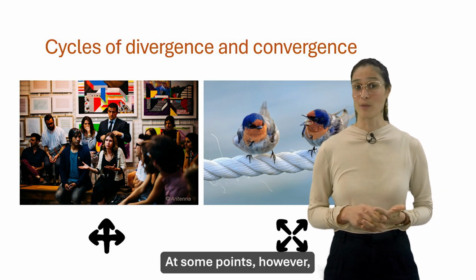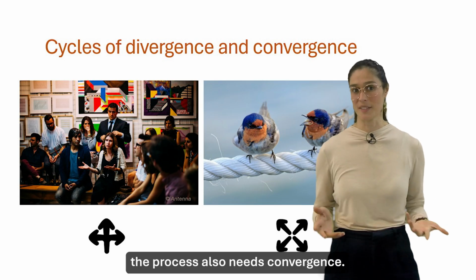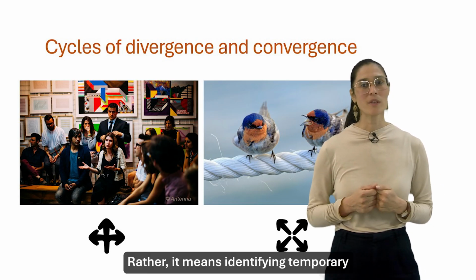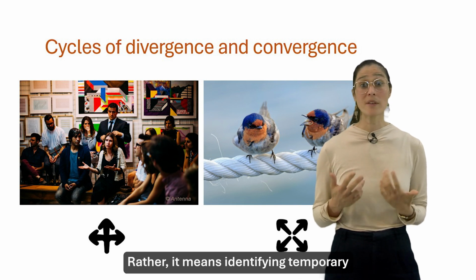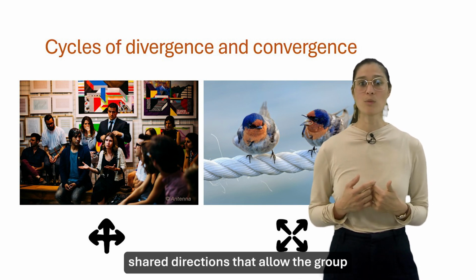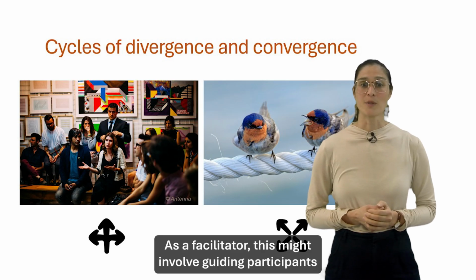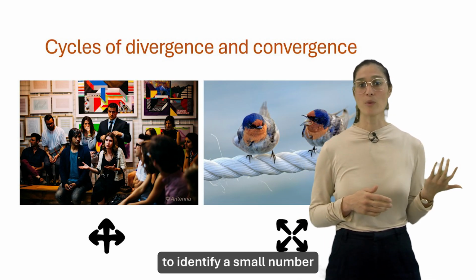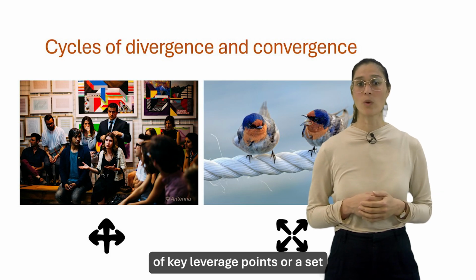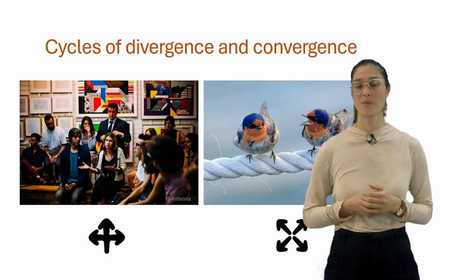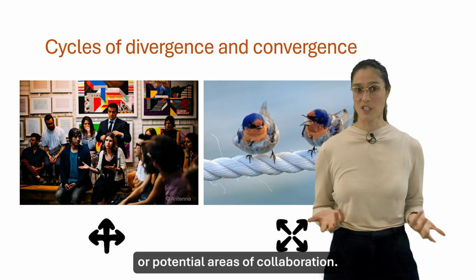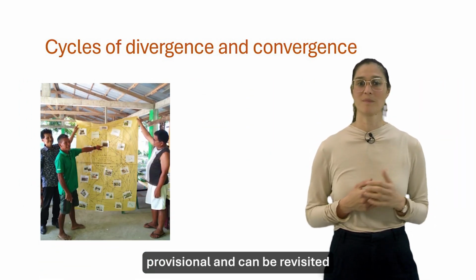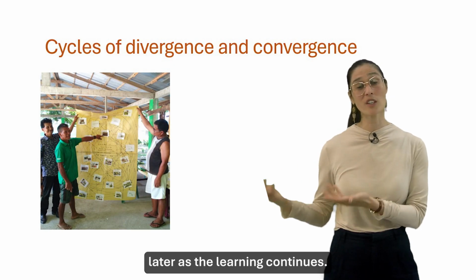At some points, however, the process also needs convergence. Convergence does not mean eliminating disagreements. Rather, it means identifying temporary shared directions that allow the group to move forward. As a facilitator, this might involve guiding participants to identify a small number of key leverage points, or a set of possible interventions, or potential areas of collaboration. These agreements often remain provisional and can be revisited later as the learning continues.